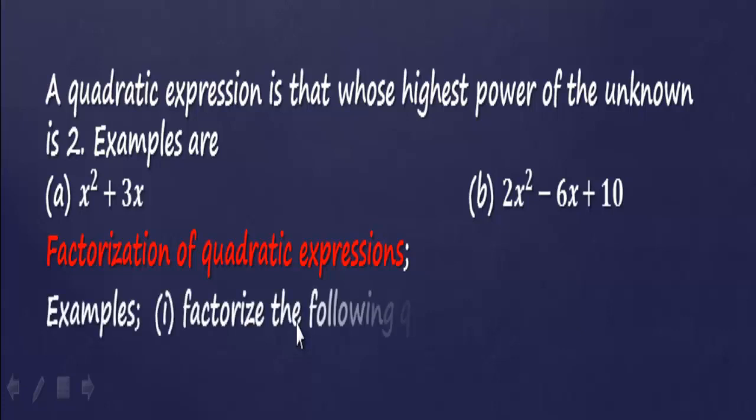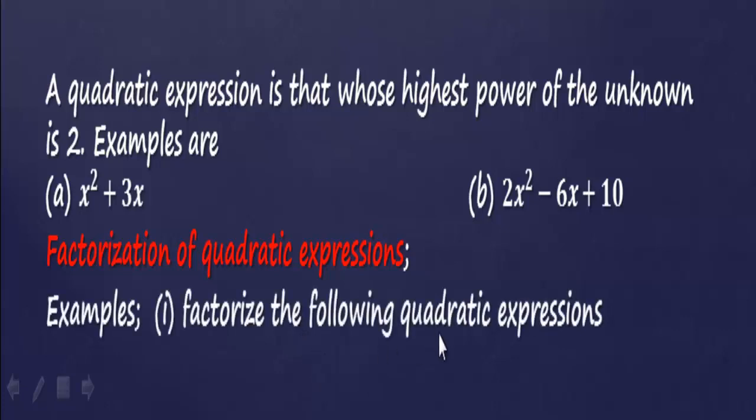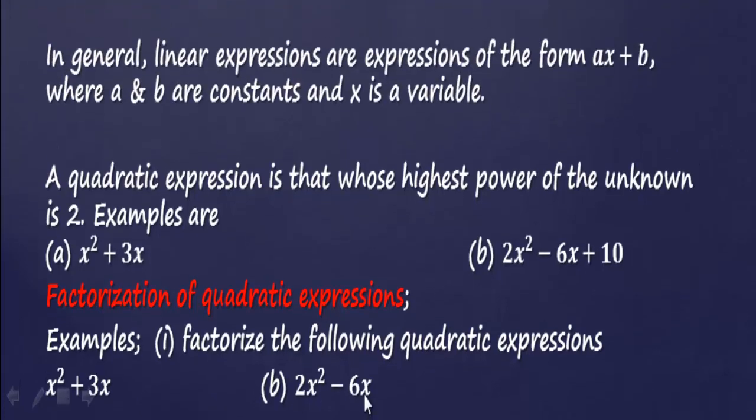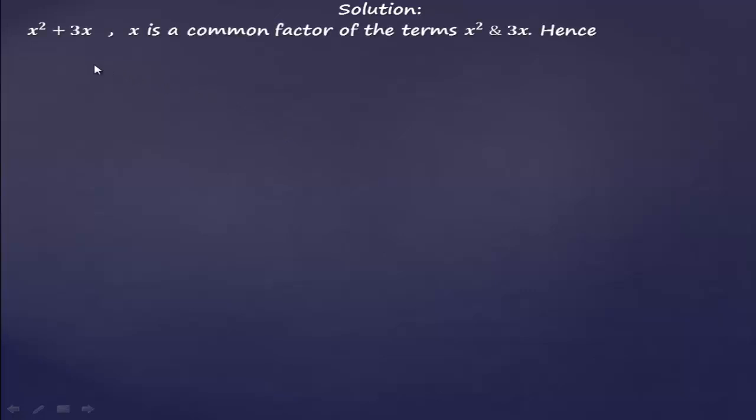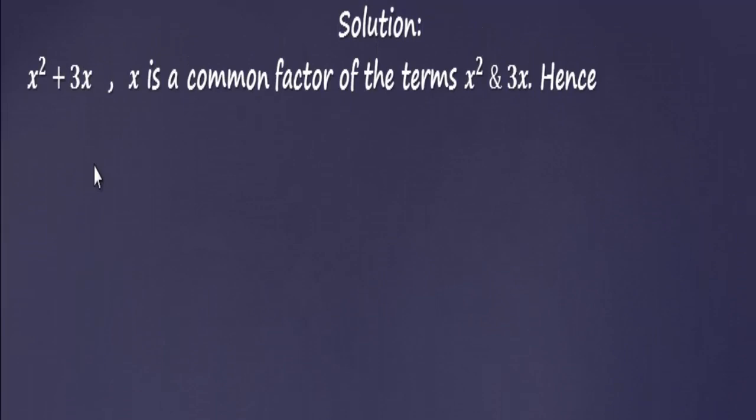Now let's go to factorization of quadratic expressions. Examples. Number 1, factorize the following quadratic expressions. Question A is x squared plus 3x, and 1B is 2x squared minus 6x. Let's move further. Now, solution. Now, x squared plus 3x, our question A.